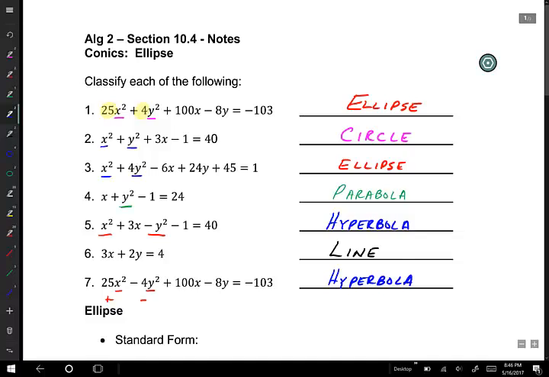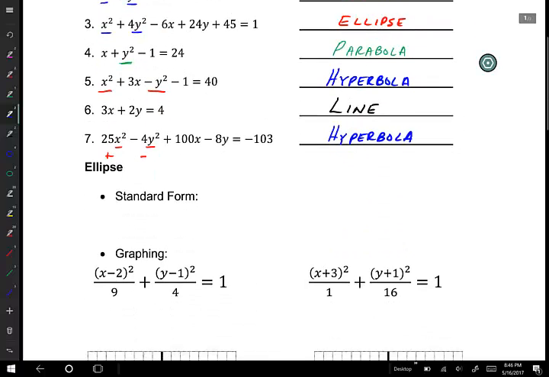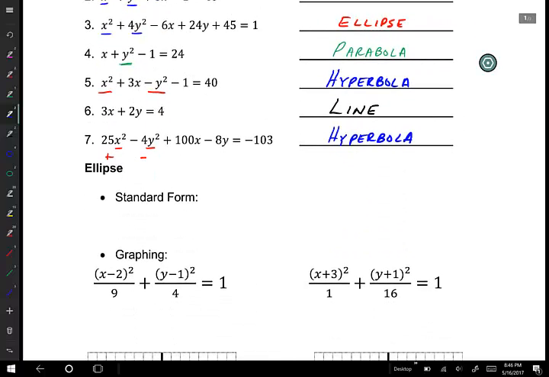This is the fourth time now that we've worked on classifying. It's really going to be important as we look towards our test to make sure that we understand how to classify appropriately different conic sections when given in our standard form like that. Now, we're going to focus today specifically on ellipses, and I want to write down our standard form of what the equation of an ellipse is going to be.